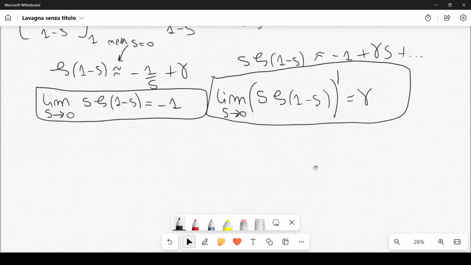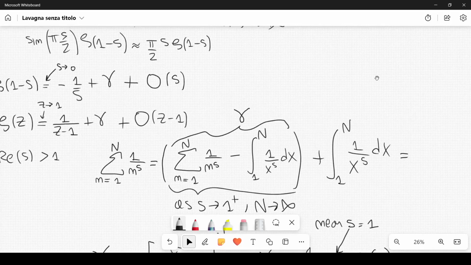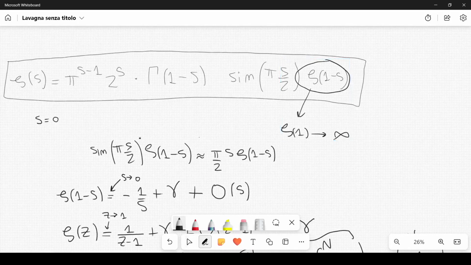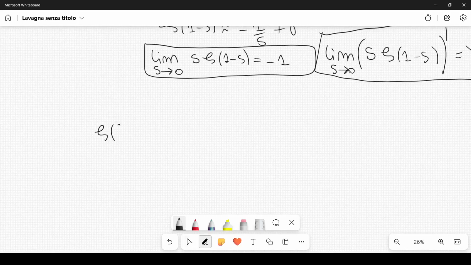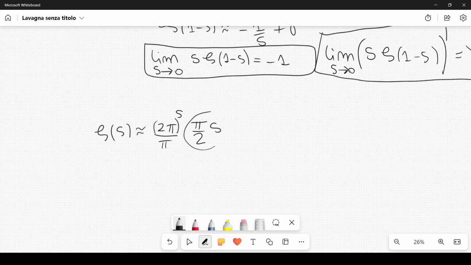Now, if we start from the Riemann functional equation, this equation here, we can rewrite it near the point s equal to 0. So near the point s equal to 0, zeta of s is approximately, let's rewrite it as 2 pi to the power s divided by pi. Then instead of the sine, we write the argument, so pi over 2 s. Here we would have the sine of pi over 2 s, but near s equal to 0 we can replace the sine with its argument. Then we have zeta of 1 minus s times gamma of 1 minus s.